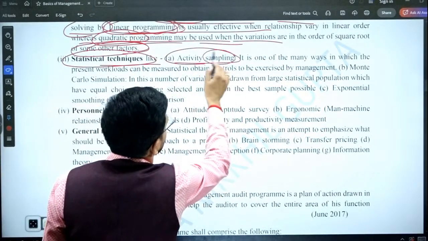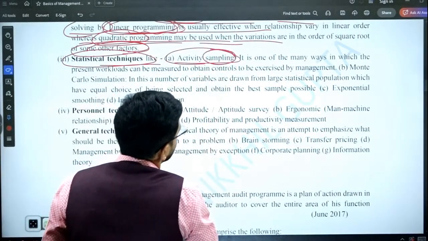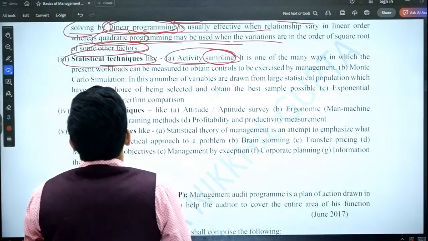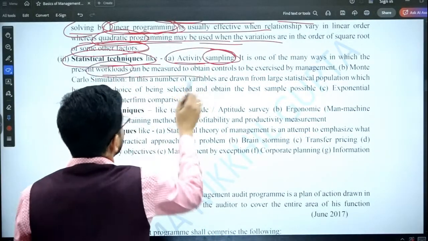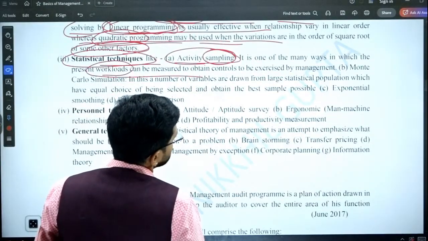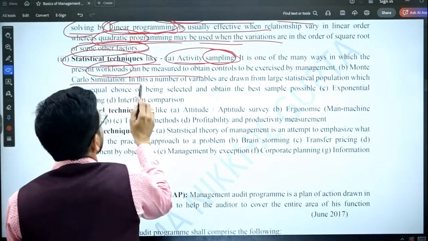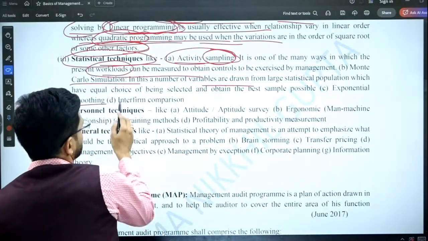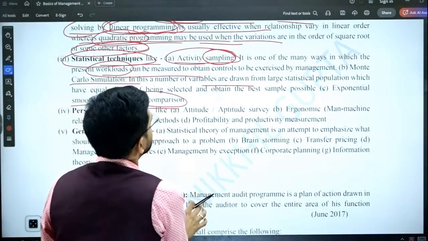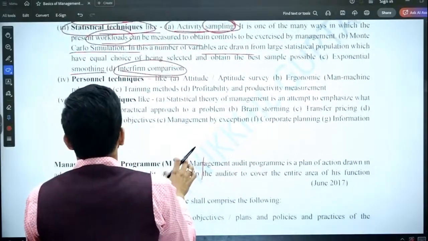Activity sampling is one of the important techniques of management analysis. It is one of the many ways by which the present workloads can be measured to obtain controls to be exercised by the management. Monte Carlo simulation, okay, then exponential smoothing, inter-firm comparisons, all these are ways of statistical techniques.